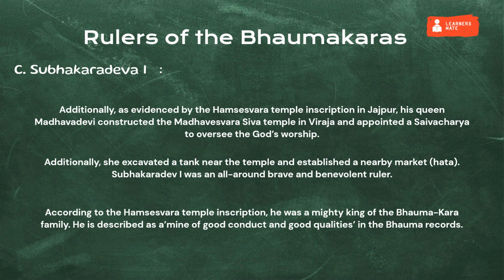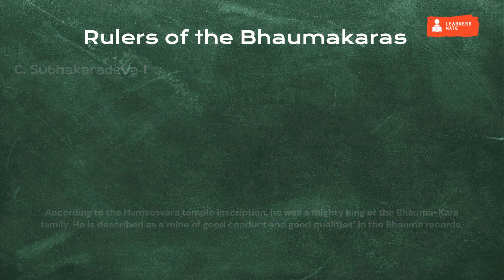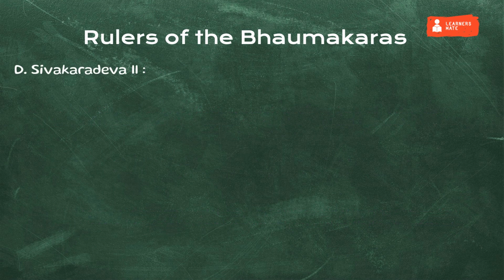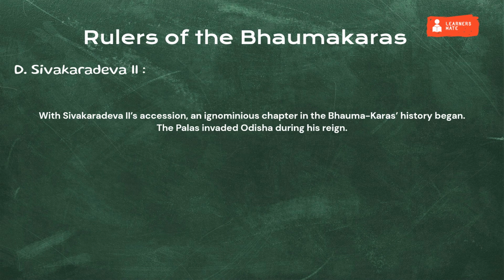According to the Hamseswara temple inscription, he was a mighty king of the Bhaumakara family. He is described as a man of good conduct and good qualities in the Bhauma records. Shivkaradeva II. With Shivkaradeva II's accession, an ignominious chapter in the Bhaumakaras' history began. The Palas invaded Odisha during his reign.